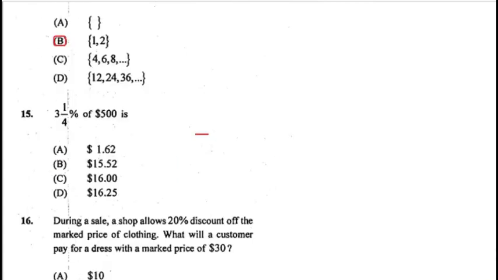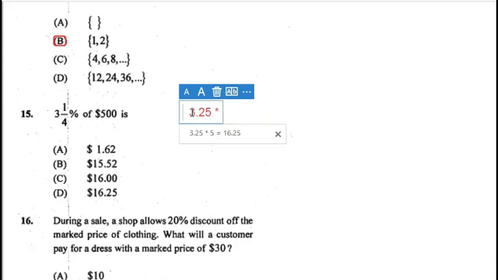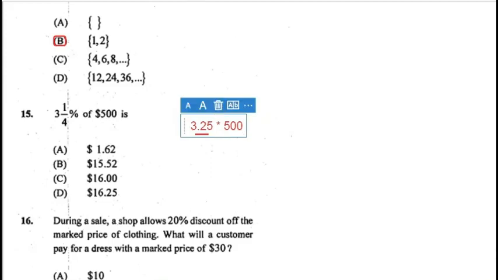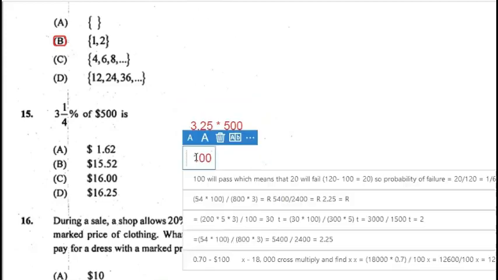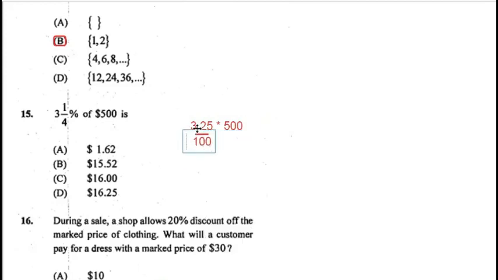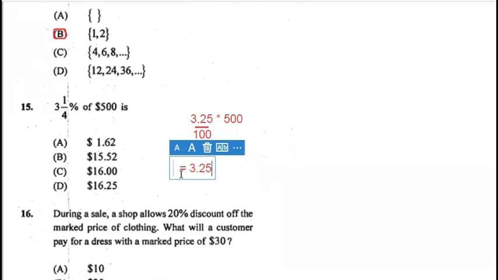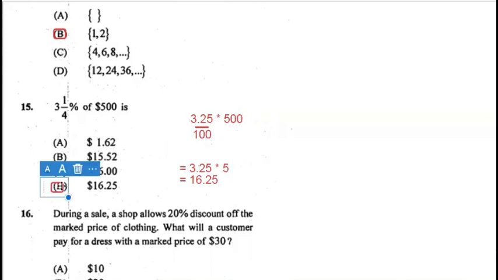15. 3 1/4% of 500 is. So remember, a quarter is the same as 0.25. So what we're looking at is 3.25 expressed as a percentage, which would be 3.25 divided by 100 multiplied by 500, and we can cancel the zeros from the 100 with the zeros from the 500, and we will be left with 3.25 multiplied by 5, and that is equal to 16.25. So therefore our answer for 15 is $16.25.